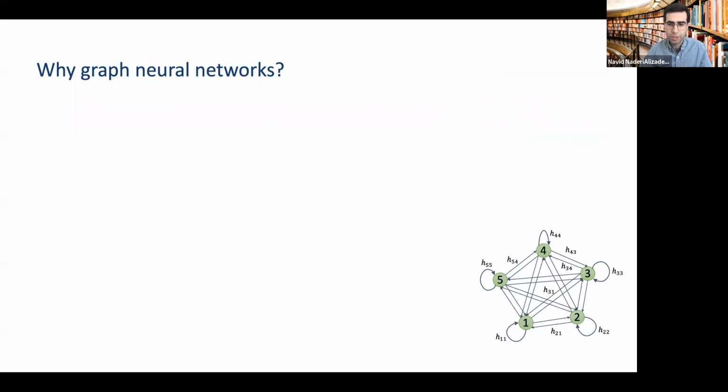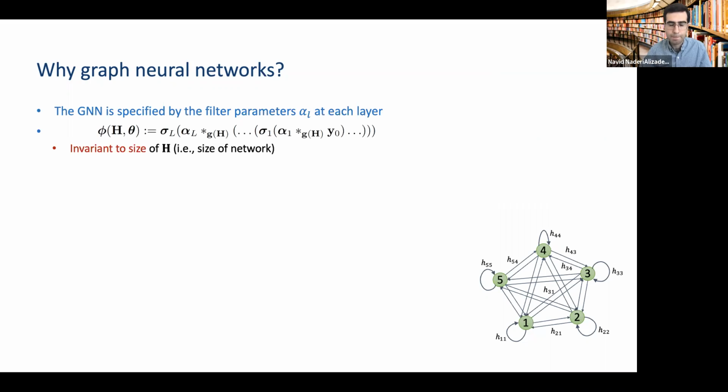But you might ask why we use graph neural networks. There are two things here that differ from what I showed you in the previous part of the talk, where we had just a regular MLP. The GNN is invariant to the size of the network. So if you add more nodes, for example more access points, or if you have fewer, then you don't need to do any trimming or anything. The number of parameters, or filter coefficients, is fixed regardless of how many nodes you have in the graph.